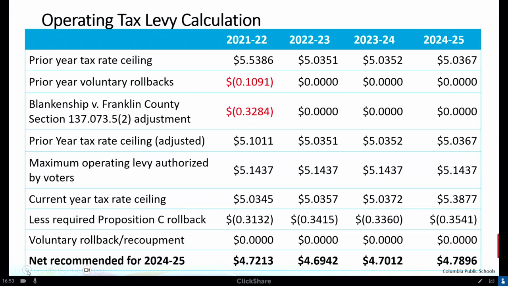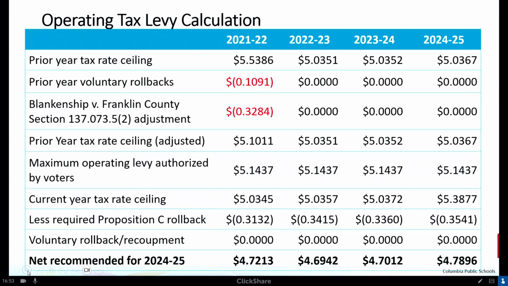And so that 5.1437 is our starting point. Then we have to back out our less required Proposition C rollback amount from the previous slide, which is 0.3541. Once you subtract that out from our maximum amount that's authorized by the voters, you get the net recommended amount for 24-25, which is 4.7896.